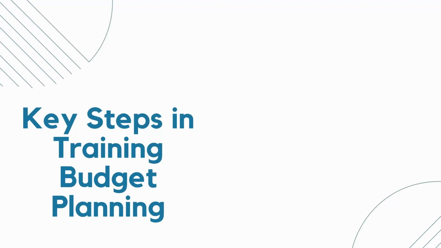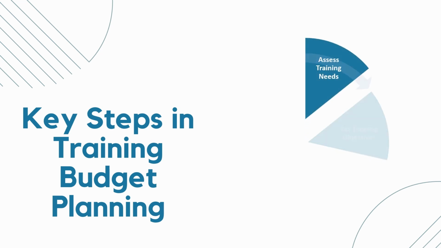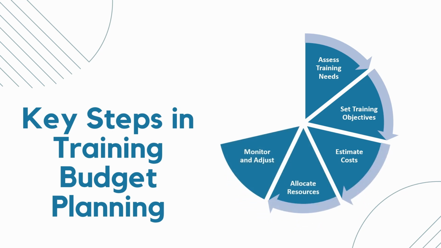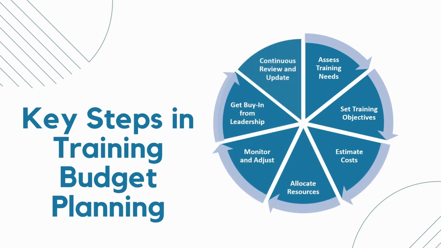Before diving into each step, let's take a quick look at the overall process of creating a training and development budget. There are a few critical steps in this process: assess training needs, set training objectives, estimate costs, allocate resources, monitor and adjust, get buy-in from leadership, and continuous review and update. These steps are designed to guide you through creating a budget that is not only cost-effective but also aligned with your organization's goals. Now let's look at each step in detail.